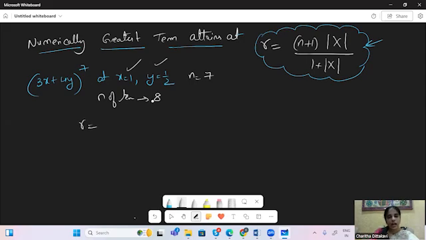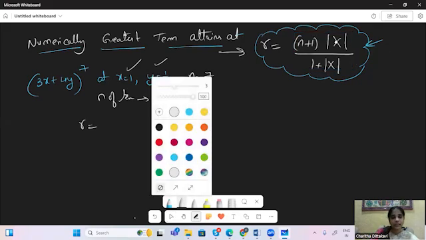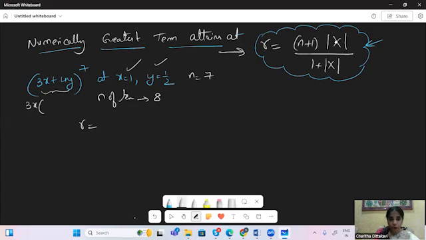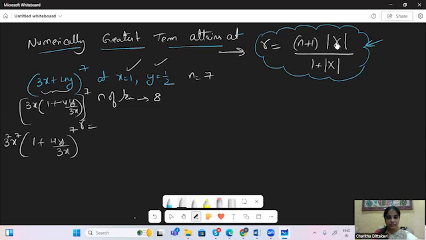So just apply the formula in this. Now let us decide what r is equal to. As I gave you the formula, (n plus 1) mod x by (1 plus mod x). And I told you x is not a normal x that we are dealing with; X has some importance here. It is nothing but expressing the given binomial as either 1 plus something or 1 minus something. Hence, you need to remove 3x as common. If you remove 3x common, you will get 3 power 7 x power 7 into (1 plus 4y by 3x) whole to the power 7. Is that clear?